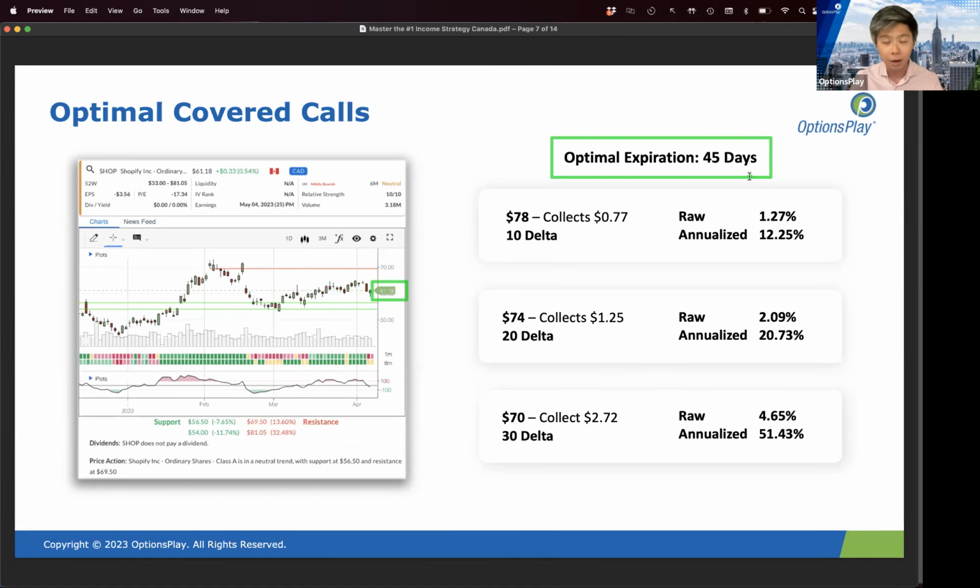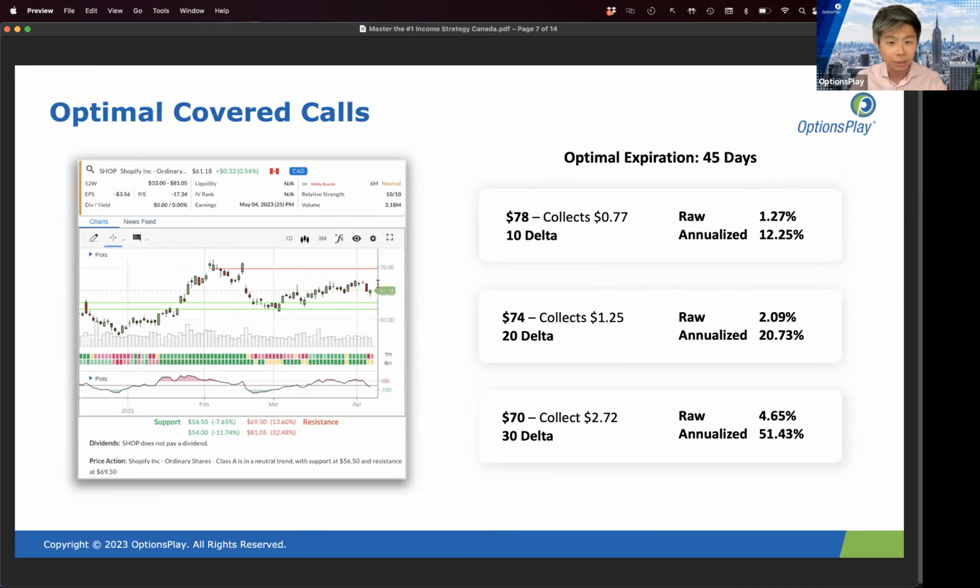It's the same for a lot of other option selling strategies. There are some modifications that you make for certain strategies, but for covered calls, credit spreads, a lot of them, 45 days is the optimal expiration. So now let's talk about strike price. Remember, the strike price is the price at which you're obligated to sell your stock.